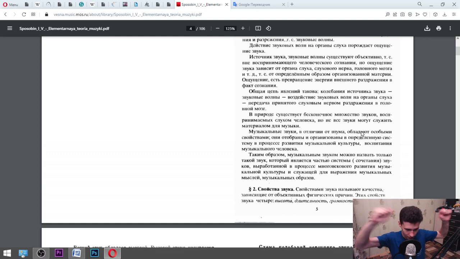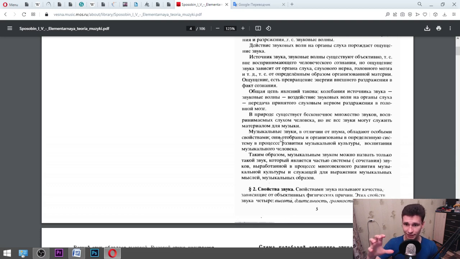Noises means not really nice hearing sounds, something abstract, okay? And like brown movements. Обладают особыми свойствами. Musical sounds have specific features. Nice and amazing, by the way. Обладают особыми means specific. And они отобраны и организованы в определенную систему.